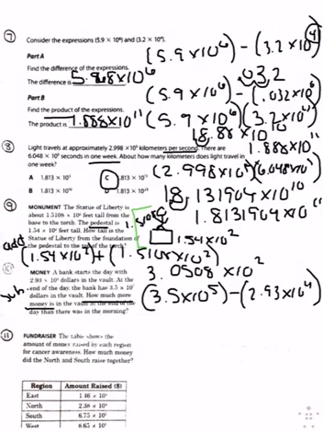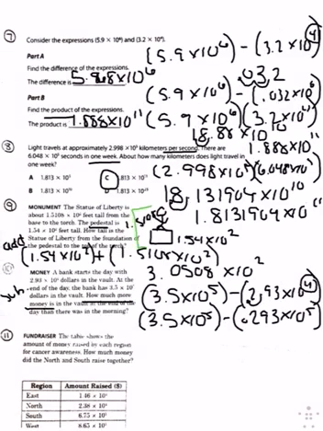My exponents need to be the same, so I keep the larger one. I change this 4 to a 5 by moving the decimal up one time. My problem is 3.5 times 10 to the 5th minus 0.293 times 10 to the 5th. Now that my exponents are the same, I can subtract 3.5 minus 0.293, and I get 3.207 times 10 to the 5th power.